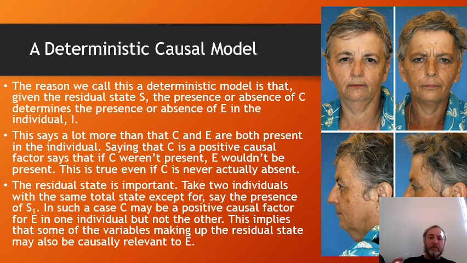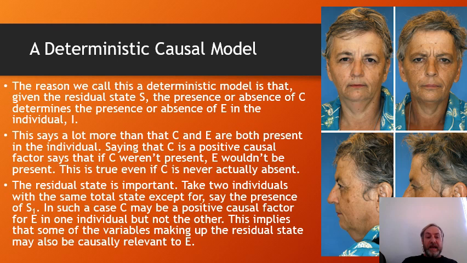Now the residual state, very important. If you take two people with the same total state, for example these twins, are they really going to have the exact same total state? Well, no, one will have a different name and so on. But they're as close as we can get in real life. So say we have two individuals with the same total state except for one of the variables.